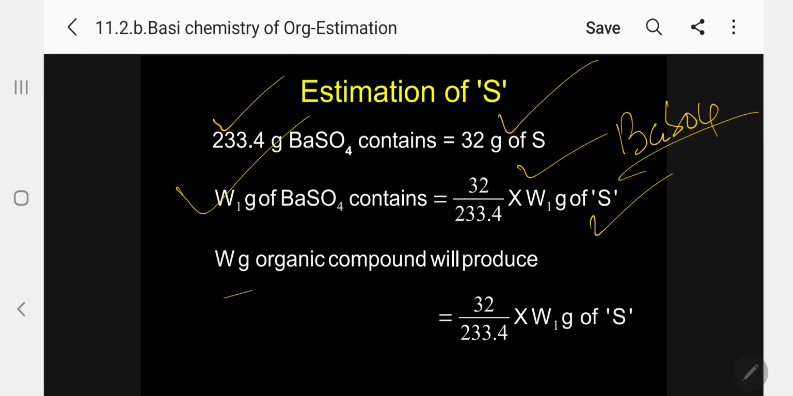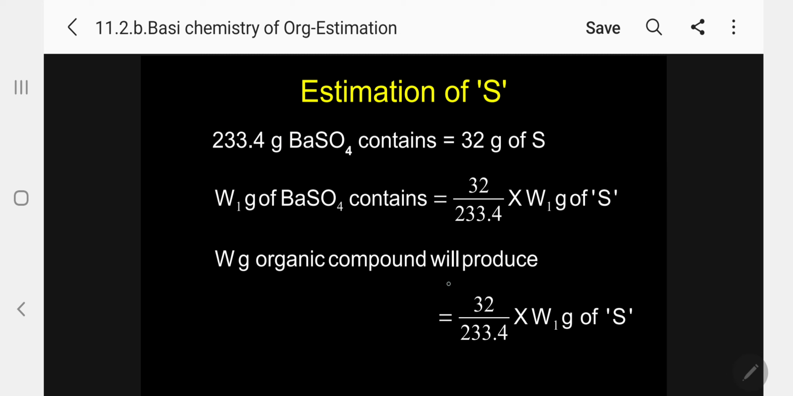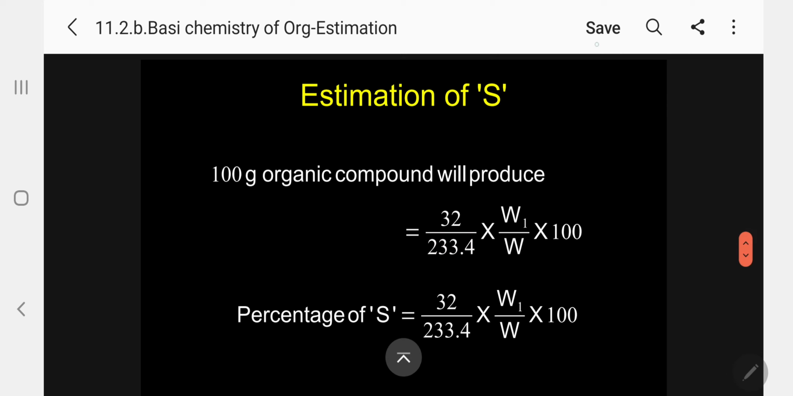We used W grams of organic compound. So W grams of organic compound will produce how many grams of sulfur? 32 by 233.4 into W1 divided by W. Kindly follow. For 100 grams of organic compound, I will write 32 by 233.4 into W1 by W into 100.